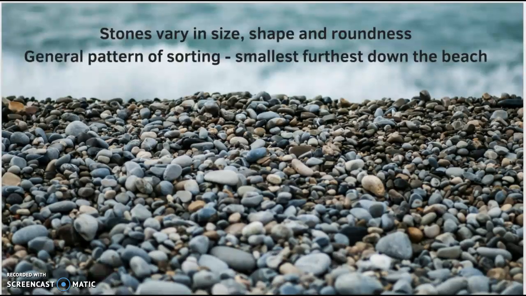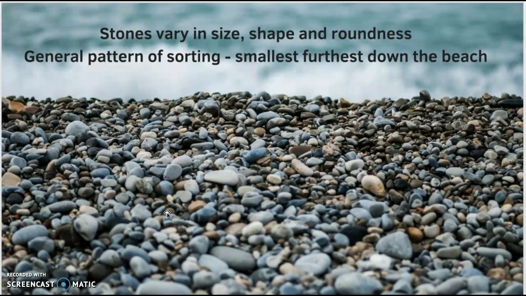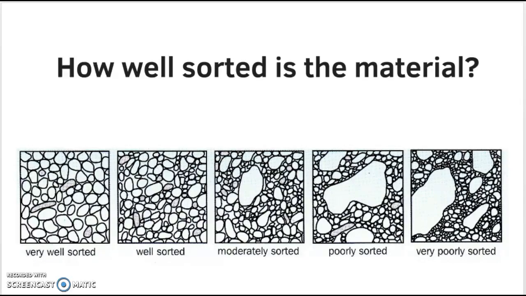Stones that make up a beach vary in size, but they might also show changes in their shape and their roundness. There's a general pattern of sorting that would see stone sizes getting smaller further down the beach. But the ridges and troughs which your beach profile showed might interrupt this pattern, and it might cause different material to be found at different parts of the beach. This is a key that we can use to show or assess how well sorted or poorly sorted material on a beach is.